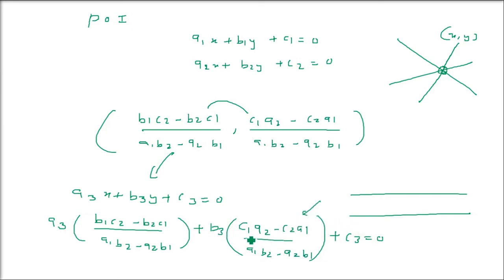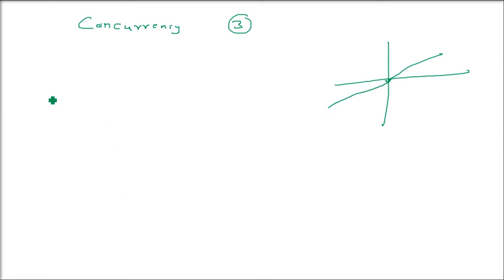Now this equation you can rearrange and reorganize, and you will get a proper equation, which is a determinant. You can also use the formula I just told you directly: the determinant with rows a1 a2 a3, b1 b2 b3, c1 c2 c3 equals 0 is the required condition for concurrency of three lines.